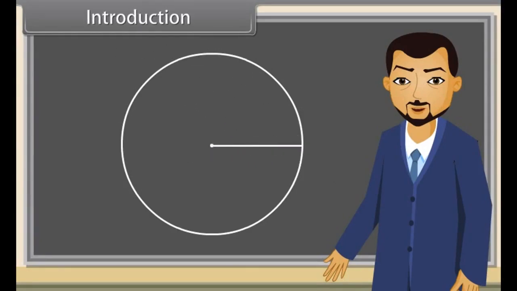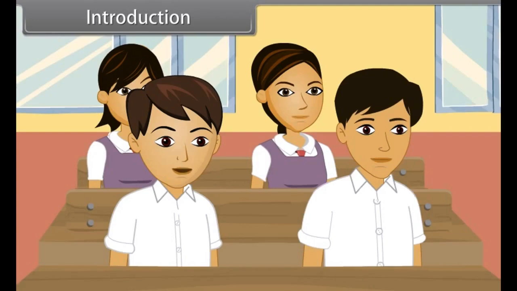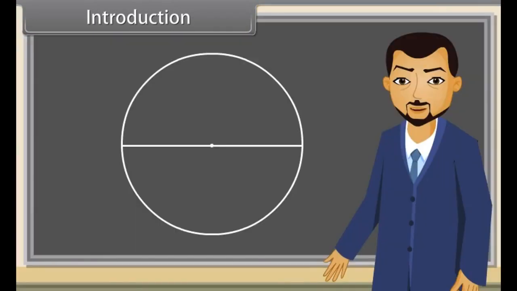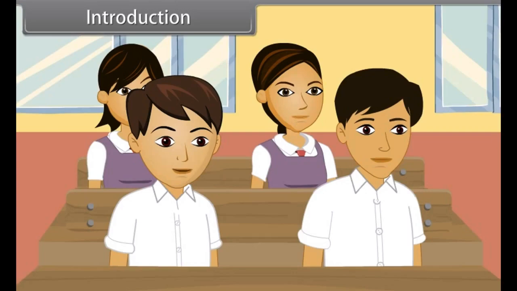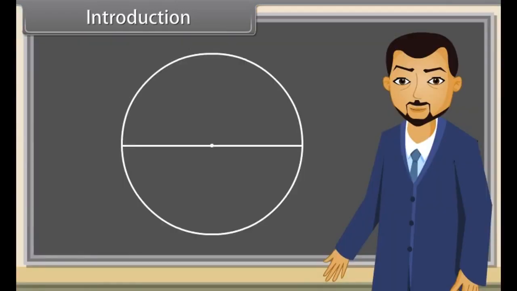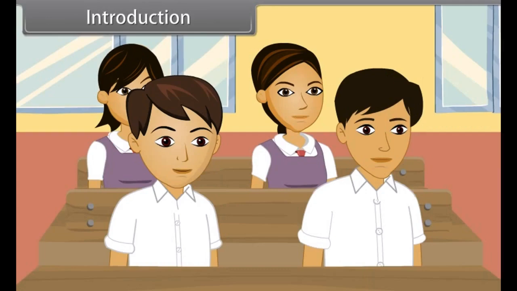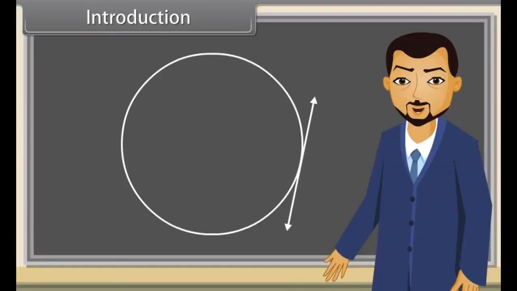Students, what is this? Radius of a circle. Students, what is this? Diameter of the circle? Yes, you're right. And what if I mark a line segment here? What is this now? It's a chord. Correct. And what do we call this line? Tangent. Yes, this is a tangent of the circle.